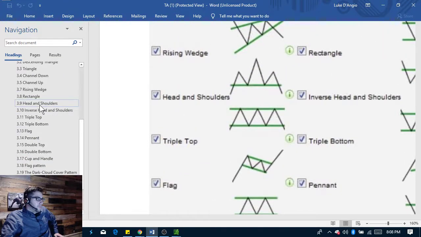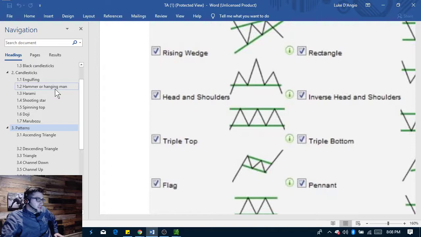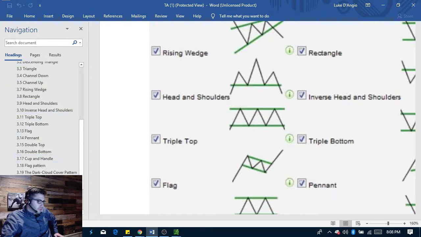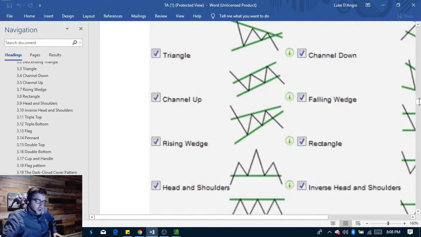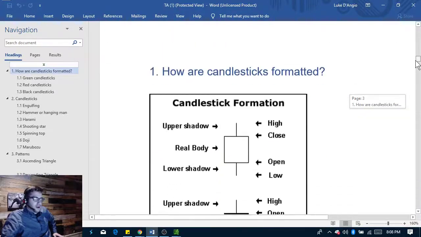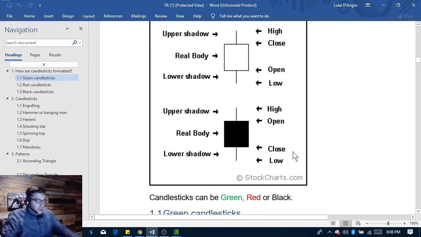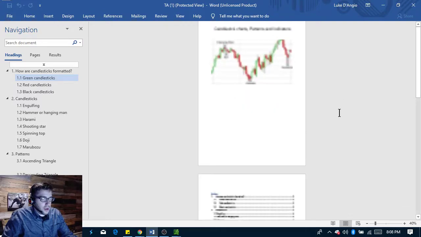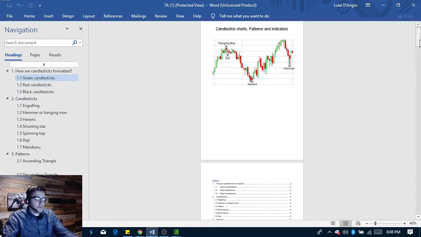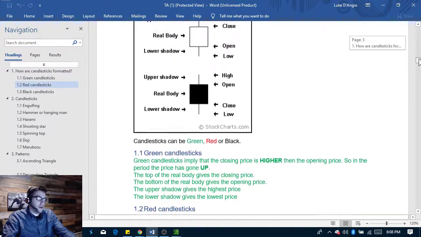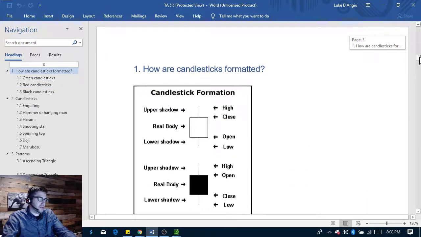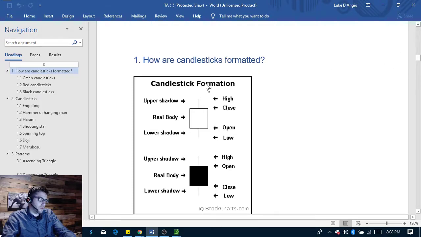But one of my first and favorite formations is a bull flag and a bear flag. Before we go into that, I want to start off at the very top here, just so you can understand the very basics of what we have. Zoom out. Okay, so start from the beginning. Zoom in. We have the basics of how candlesticks are formatted.